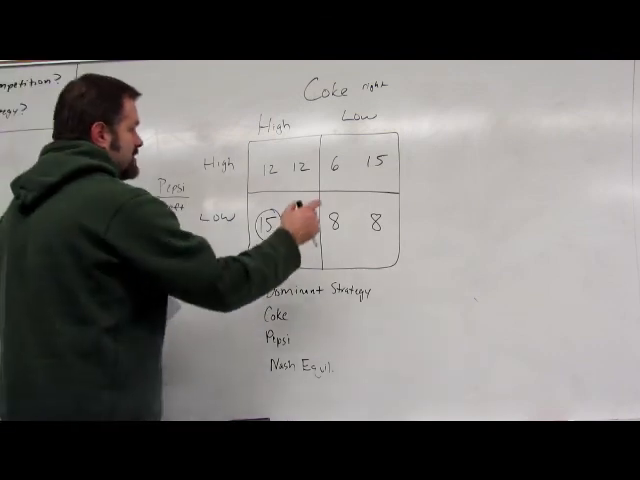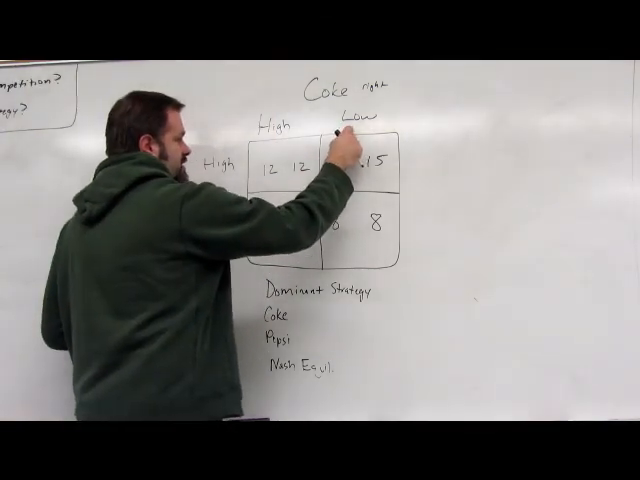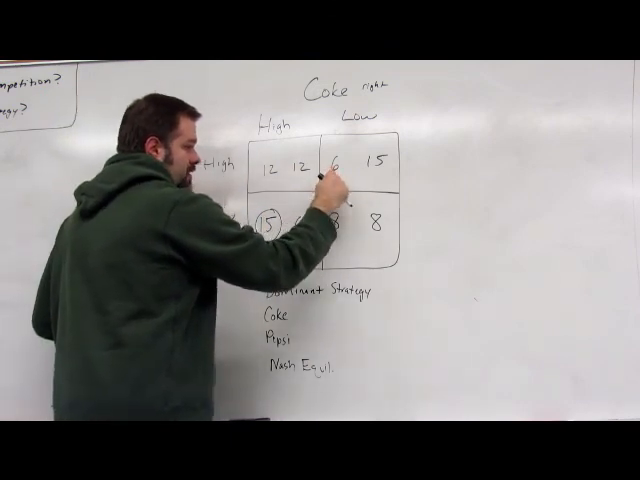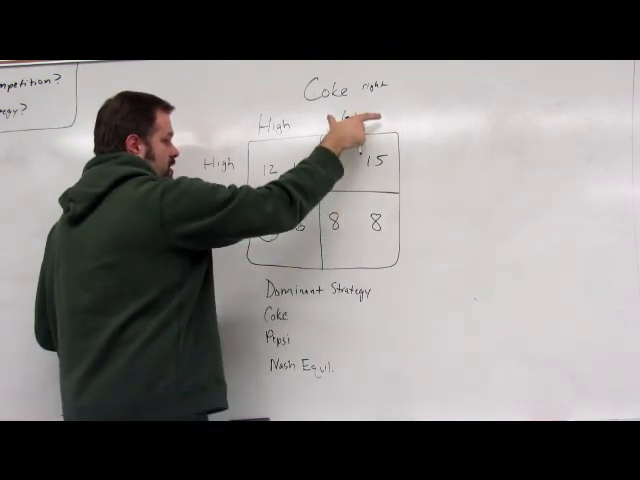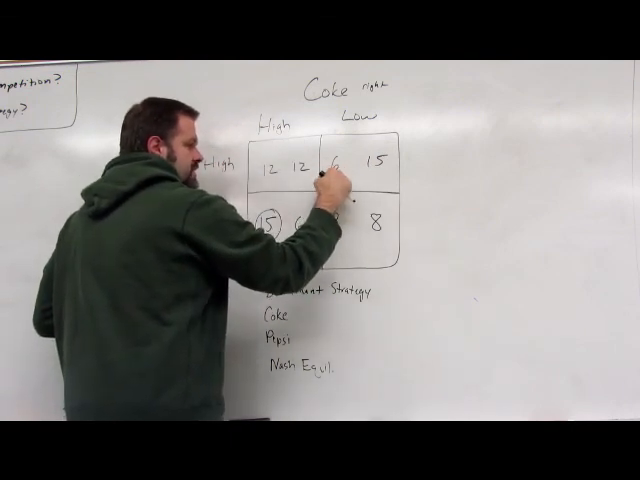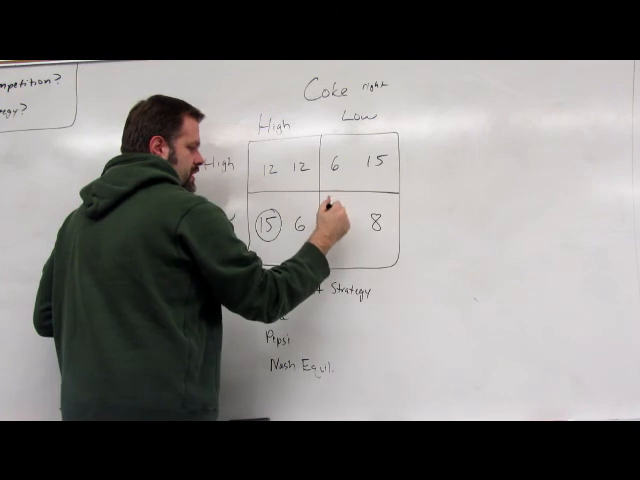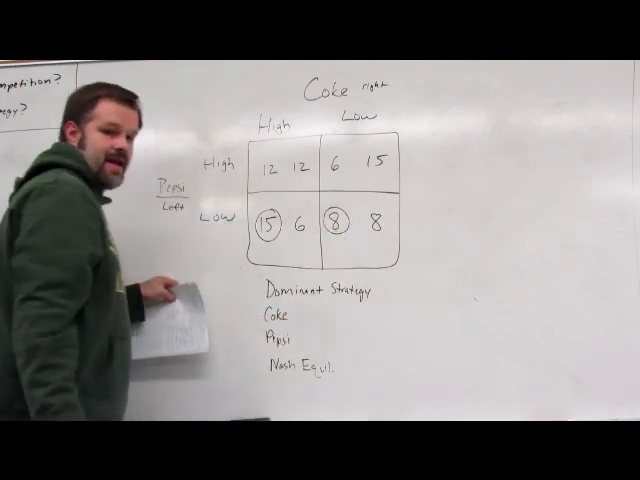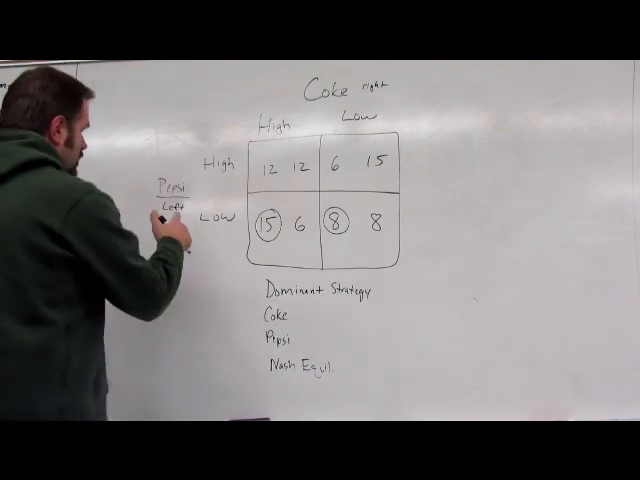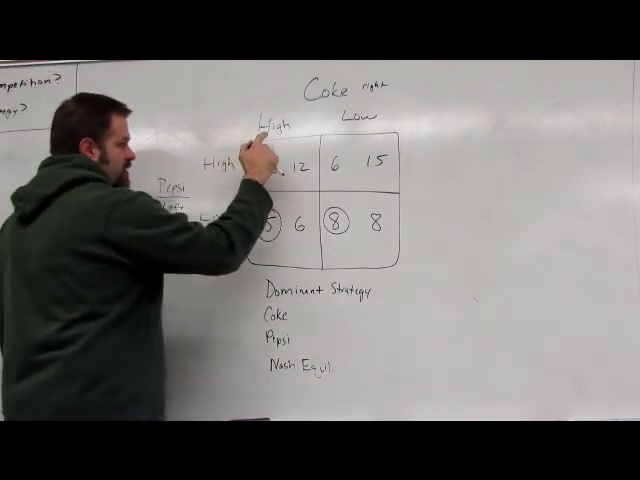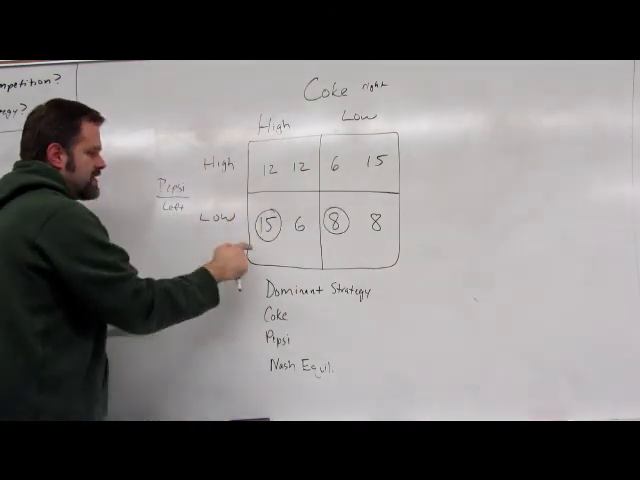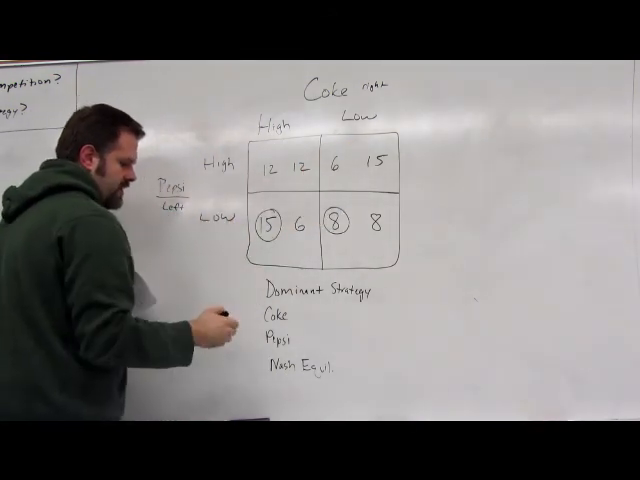Now let's look at what happens if Coke goes with a low price strategy. If Coke goes with a low price strategy, what's Pepsi going to do? We have to compare the two numbers on the left. Coke's on low, we're ignoring this column. 6 or 8, we're going to go with 8 because 8 is a higher number than 6. So what do we have here? Well, no matter what Coke does, whether Coke has a high price or Coke has a low price, Pepsi is always going to go with a low price.